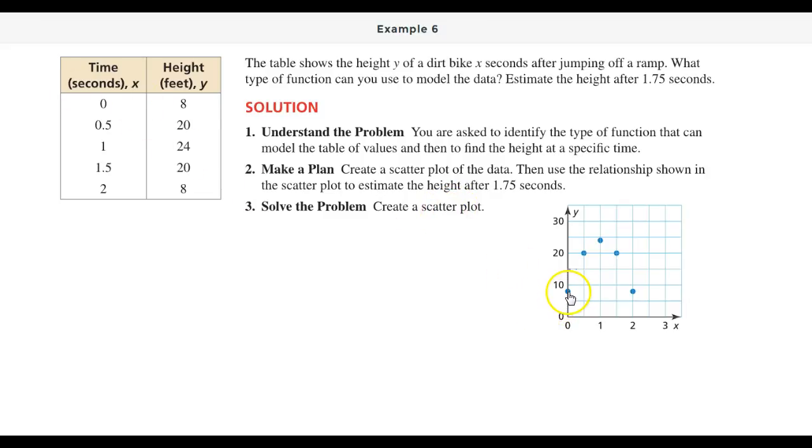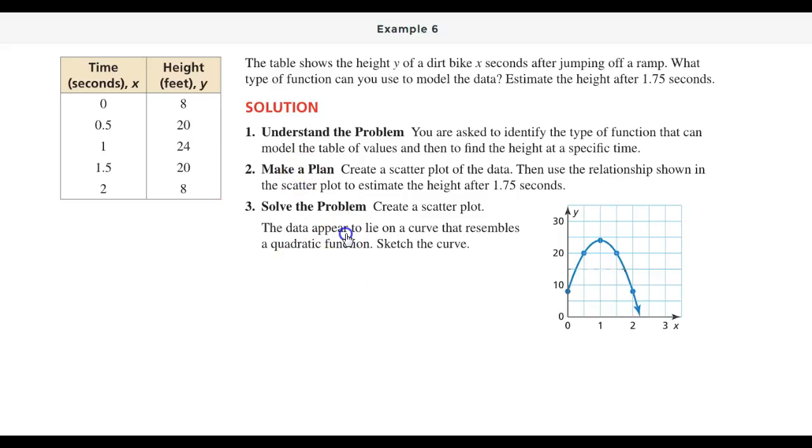So 0, 8, 0.5, 20, 1 second and 24 feet. 1.5 seconds and 20 feet, and then 2 seconds and 8 feet. Well, what does this look like? By golly, it looks like a parabola. So it looks like perhaps this data could be modeled with a quadratic function.